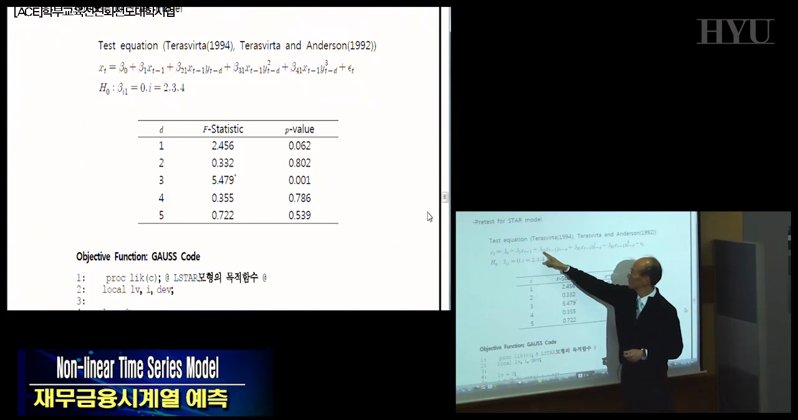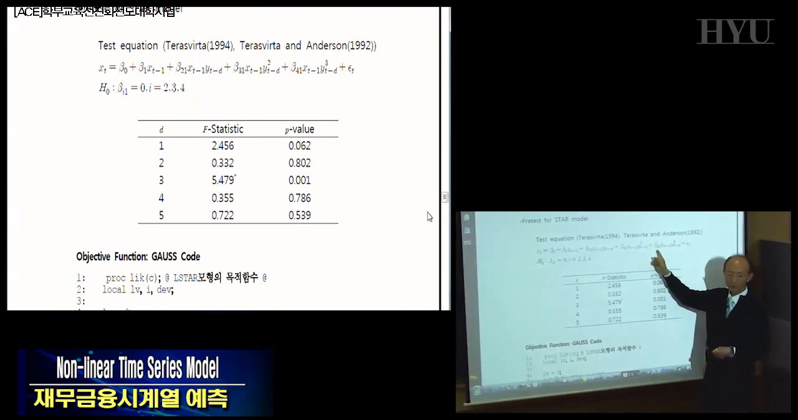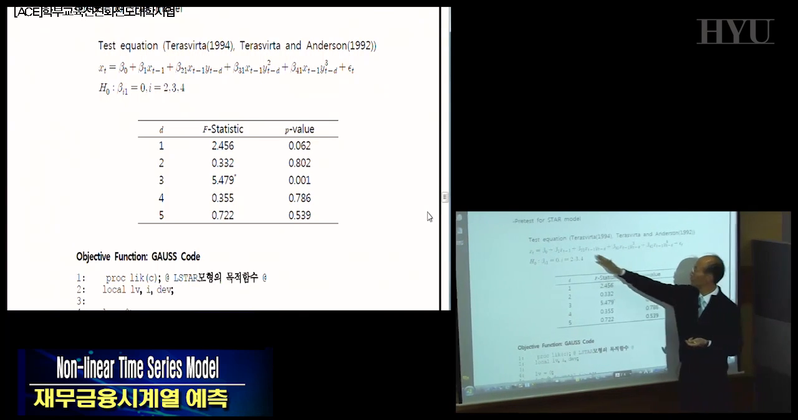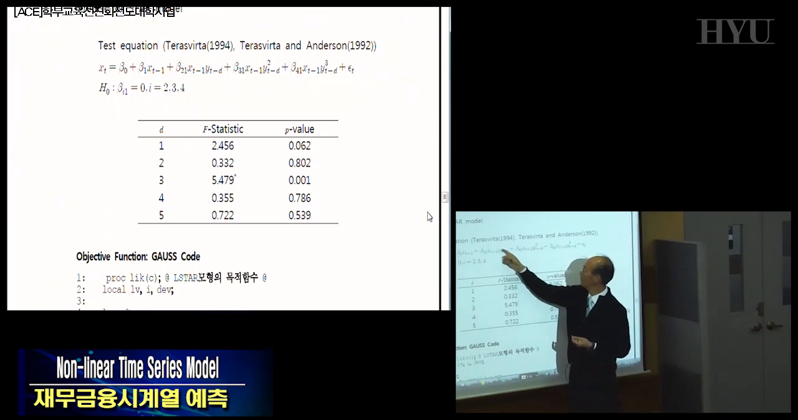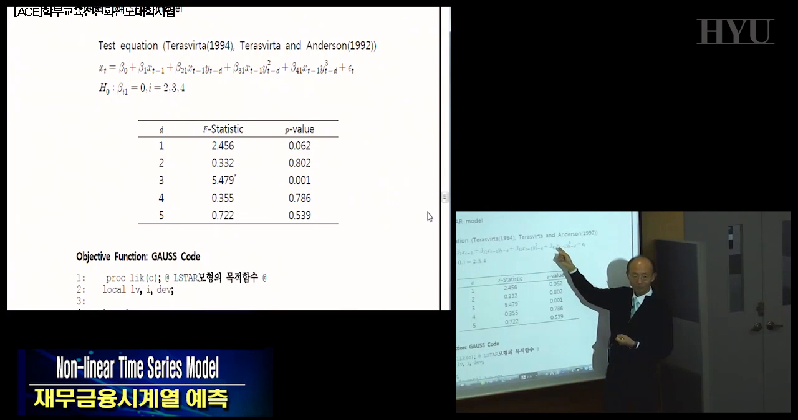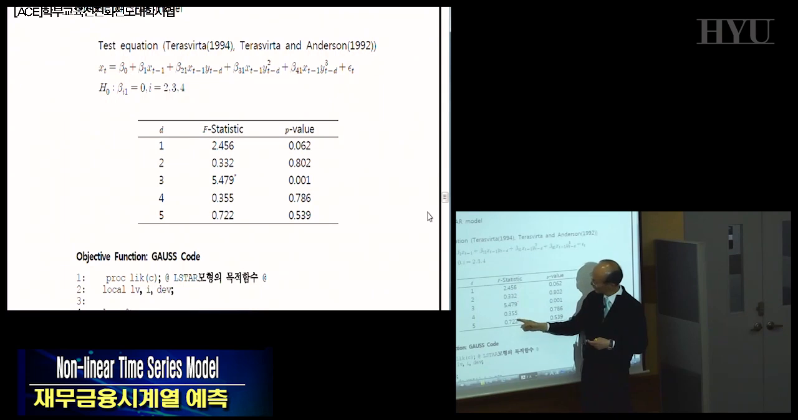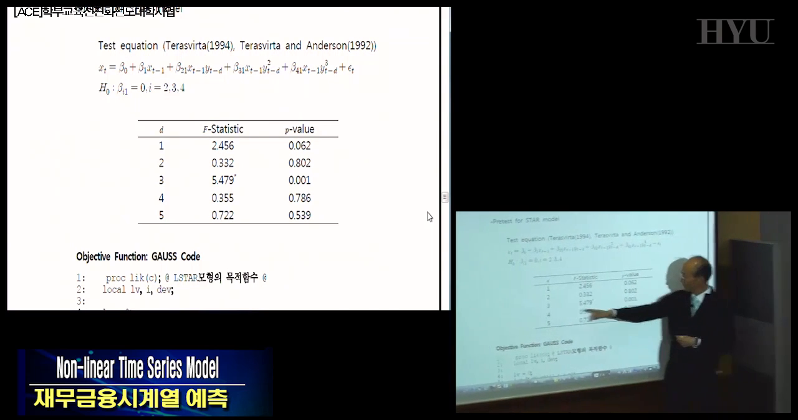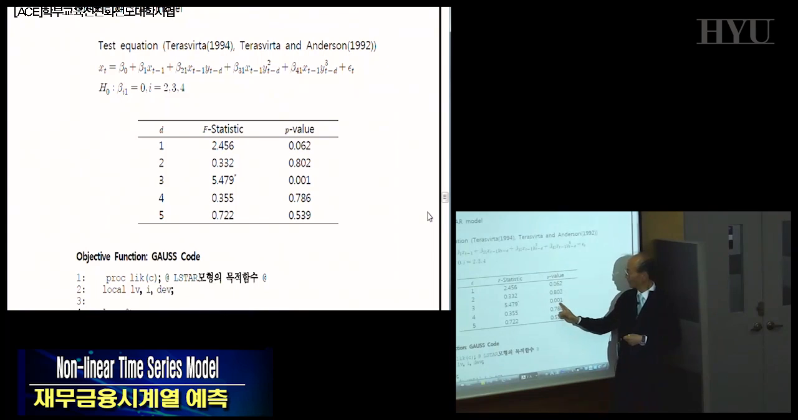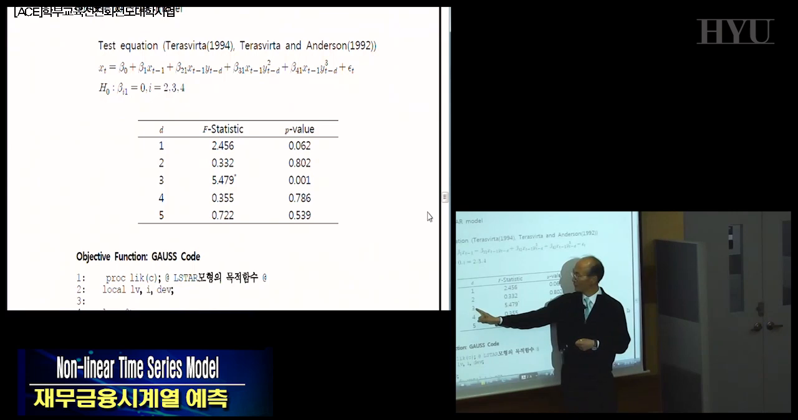If some of those are not 0, so not jointly 0, that means some non-linearity is going on. So that's the basic idea. When I tried this test using the one-dollar exchange rate expressed in returns, I found that at lag 3 this statistic is significant. So I chose x t minus 3 as a threshold.